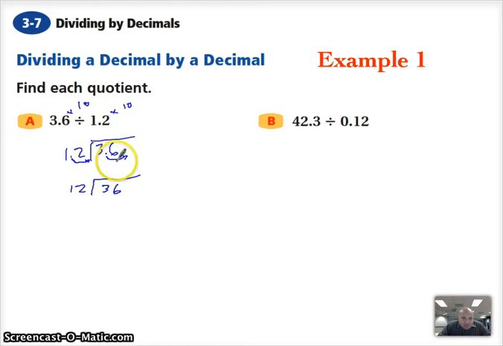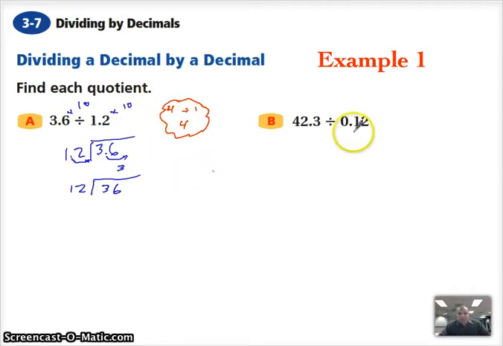How many 12s in 36? Well, there are 3. One thing that I forgot to do at the beginning, of course, is estimate. If I look at 3 6/10, that's around a 4. If I look at 1 2/10, that's about a 1. 4 divided by 1 is 4. Is 3 pretty close to 4?